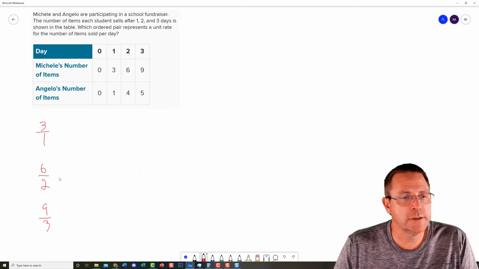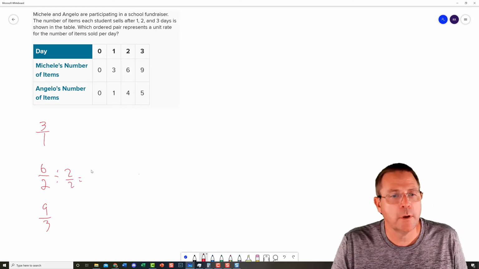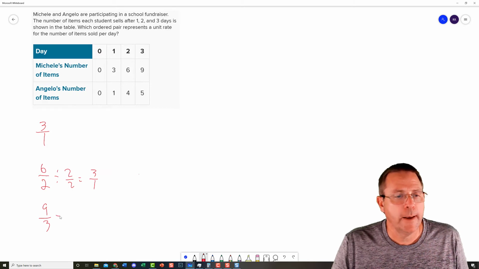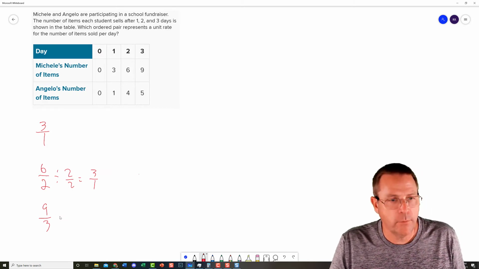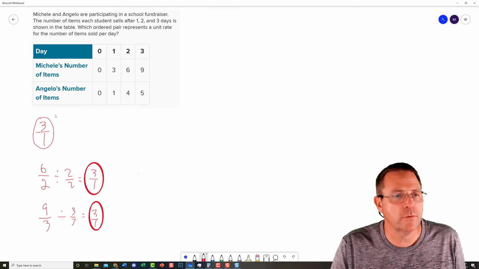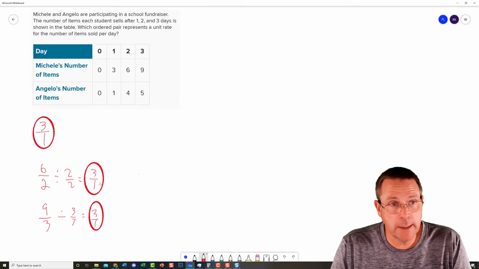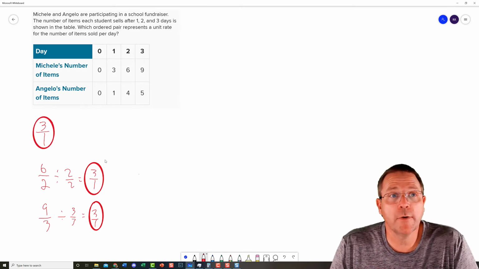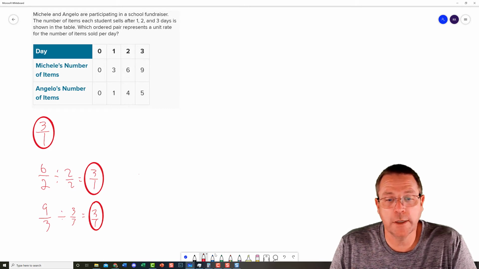3 over 1 is simplified. 6 over 2, if you divide by 2 over 2, gives you 3 over 1. 9 over 3, if we were to divide by 3 over 3, gives us 3 over 1. So, since all 3 of those numbers are the same, then we can say that yes, Michelle's number of items sold is proportional for each day.